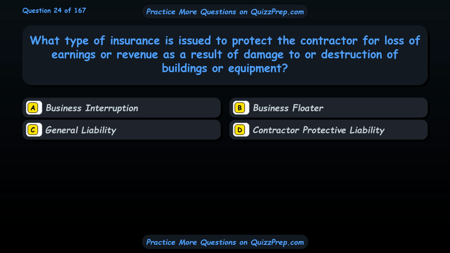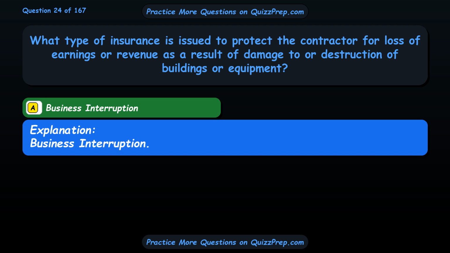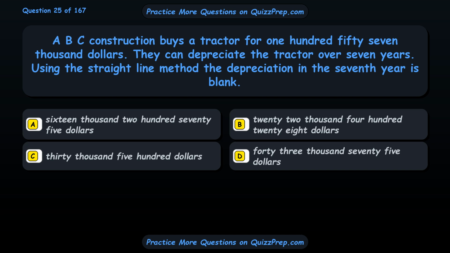What type of insurance is issued to protect the contractor for loss of earnings or revenue as a result of damage to or destruction of buildings or equipment? Option A, business interruption. Option B, business floater. Option C, general liability. Option D, contractor protective liability. The correct answer is option A, business interruption.